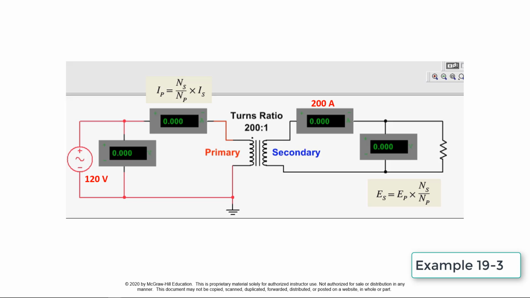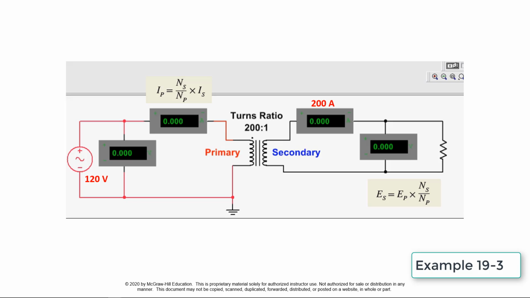This circuit simulates the calculation of transformer primary current and secondary voltage. The circuit has been constructed using the given values of the primary voltage, the transformer turns ratio, and secondary current. This problem is solved using the following equations shown.